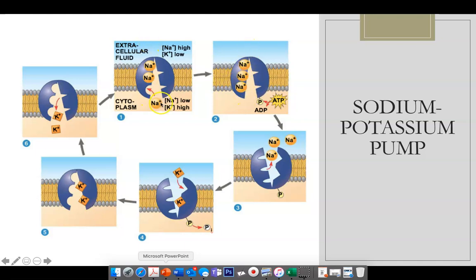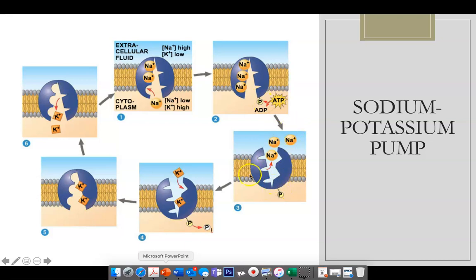once the sodium ions are bonded to the carrier protein, that carrier protein is phosphorylated at the expense of ATP. So remember, ATP is adenosine triphosphate. So there are 3 phosphate groups. Once ATP undergoes hydrolysis, one of the phosphate groups is removed, which causes a release of energy. That phosphate group is then, with the help of enzymes, of course, attached to the carrier protein. When this happens, this causes a conformational change in the shape of that carrier protein.